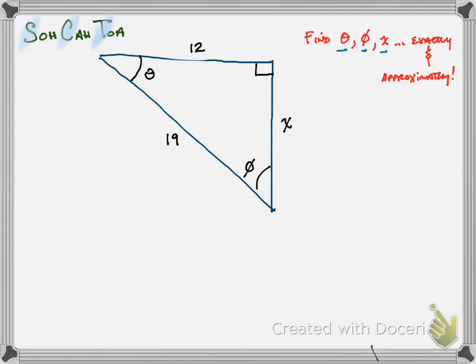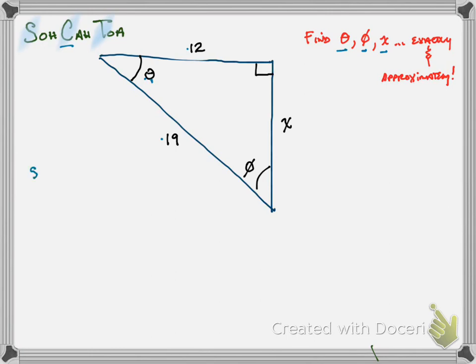You have a couple of options as to what to do first. I am going to solve for theta first. And because I'm looking for theta and I know that the adjacent leg is 12 and the hypotenuse is 19, I will use the cosine function.